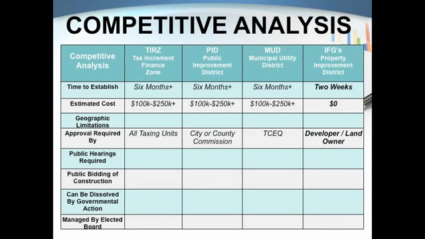Let's see how our program compares to the most commonly used types of improvement districts. We'll compare tax increment financing, public improvement districts, and utility districts. The time and cost of establishing these traditional districts would be a minimum of 6 months and frequently much longer, and at a cost of several $100,000 to well over $1 million, depending on the type of district and your location. Our district can be established in just 2 weeks and with no fees or upfront costs to the developer.